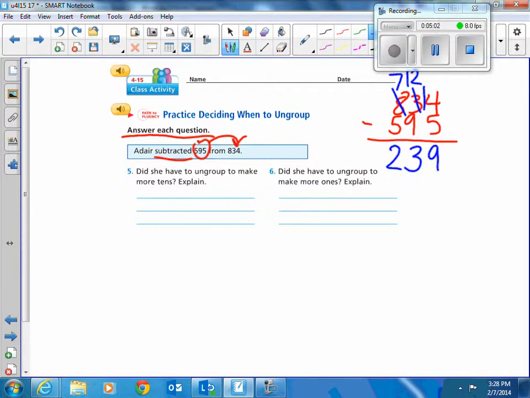Well, it doesn't say tens. It says, did she have to ungroup to make more tens? So here, I needed more tens somewhere, right? Here's my tens place, right here. Did I have to ungroup? That means I would have had to ungroup in my hundreds place to make more tens. Did I have to do that? I did. I had to ungroup my 8 to make more tens because I couldn't do it. So my answer is, did she have to ungroup to make more tens? Yes.